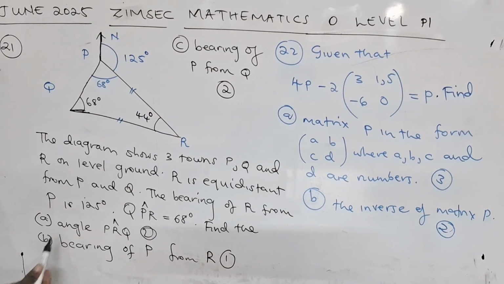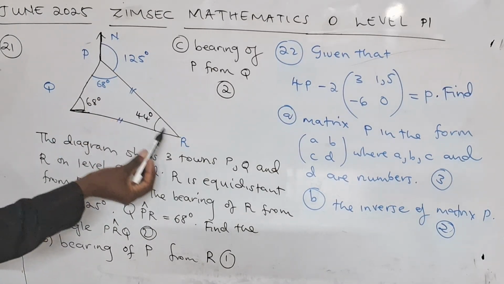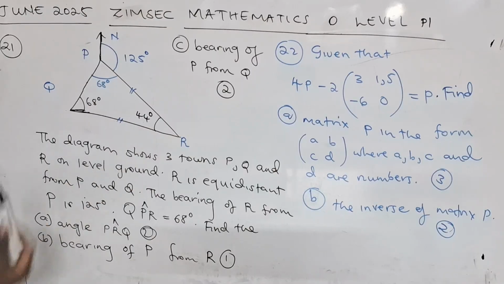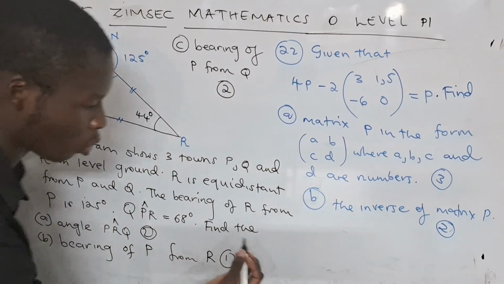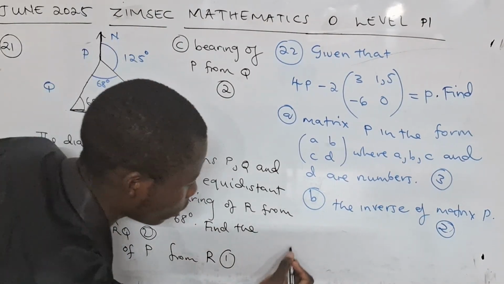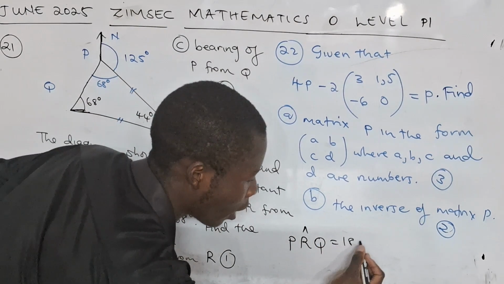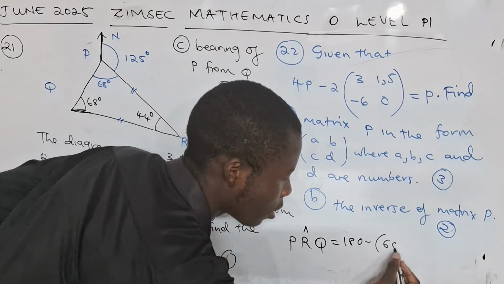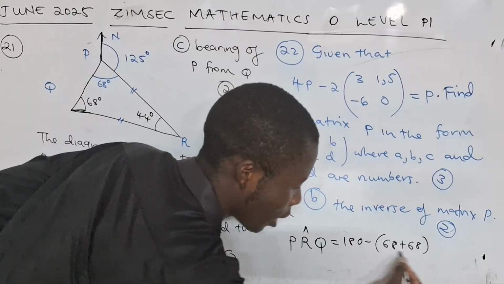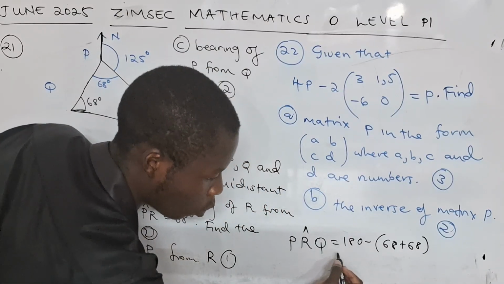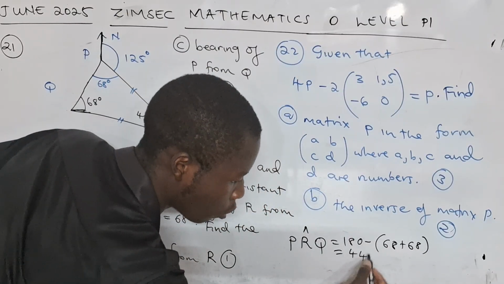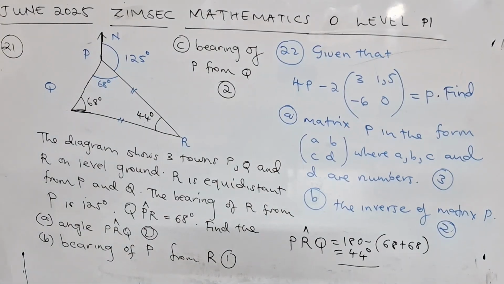So angle PRQ is 44 degrees. I'm going to write here PRQ is equal to 180 minus (68 plus 68), which is equal to 44 degrees. This is the answer.